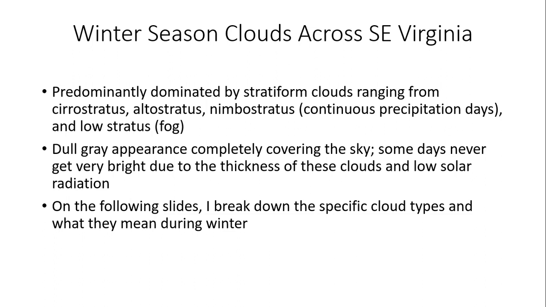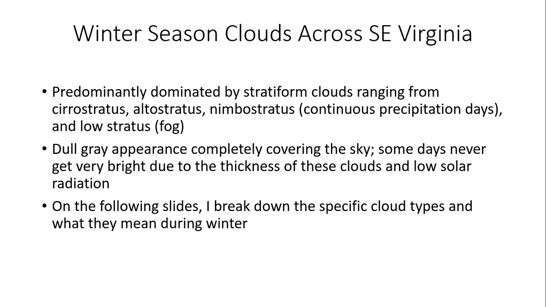Now, these stratus clouds usually are dull gray in appearance. They completely cover the sky. Some days never get very bright due to how thick these clouds can get, and also during the winter season, the months of December, January, we have very low solar radiation that's actually trying to work its way through the clouds. And so this might be one of these days where it just appears like it's dark all day long. You might go to work in the morning and it feels like it's dark, your headlights are on in your car, and then when you come home in the afternoon, it's still the same way.